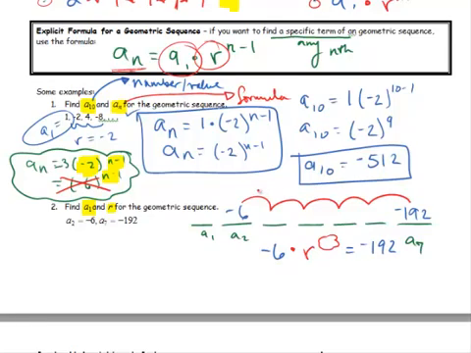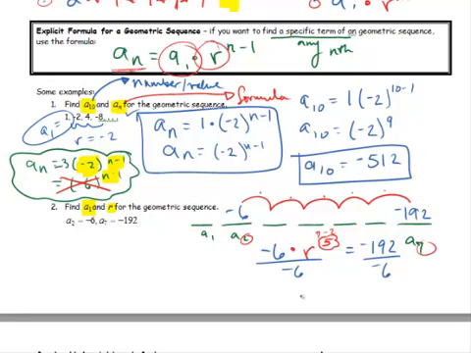So we count them up. It takes us 1, 2, 3, 4, 5 r's, or 5 jumps. So r to the 5th. And you might also notice that 5 here is the same as 7 minus 2. 7 minus 2 tells you how many jumps you have. 5 jumps, and if we multiply negative 6 times 5 of these r's, we'll get to the negative 192. Once we know that, then we can solve for r.